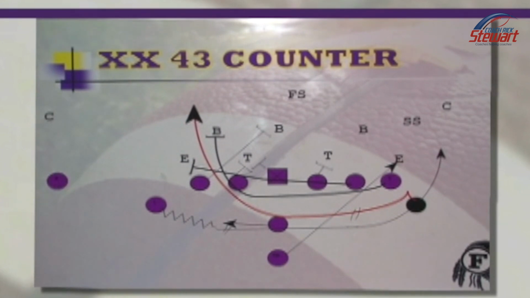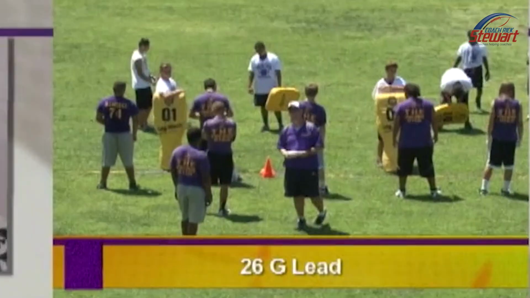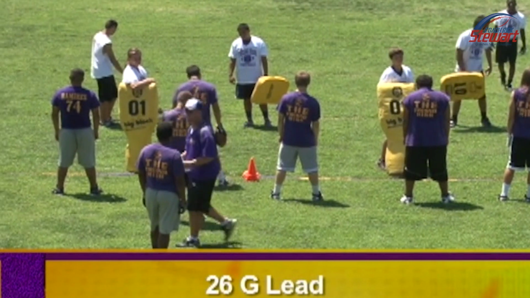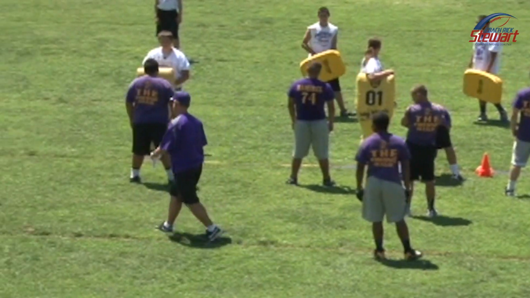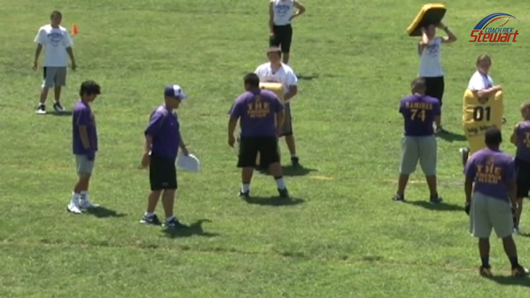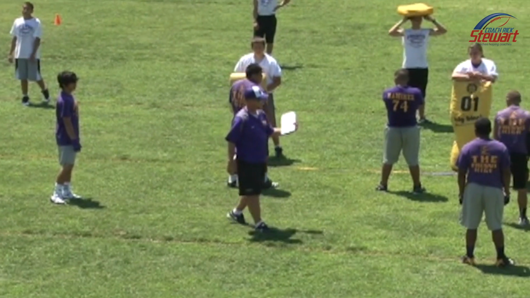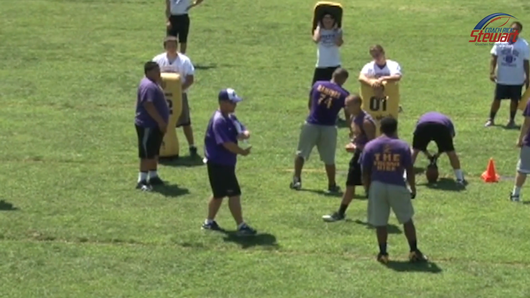Let's take it out to the field and look at some practice footage, and then we'll look at some game film of how we attack off tackle against a 4-3 defense. All right, coaches, here's our 26G lead. As I explained, lead for us is the lead blocker for here. The reason we like this is because as the halfback comes in motion, the quarterback's going to step straight over here and just give me the handoff, and I'm going to run it.